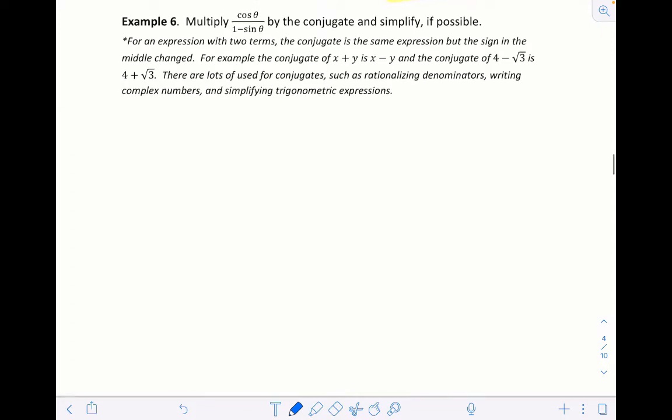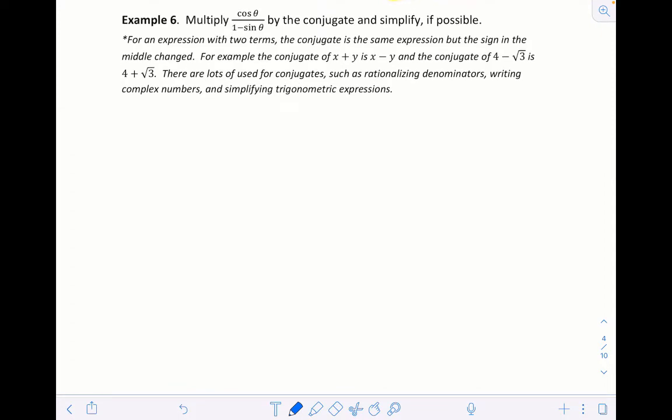Another technique from algebra that I want to talk about is the idea of conjugates. So in general, if you have two terms in an expression, a conjugate is basically just changing the sign in the middle. So if you have x plus y, the conjugate is x minus y. There's a few different places where it can come in handy. It does come in handy with radicals. So if you might try and rationalize a denominator with something like this, you would multiply by the conjugate.